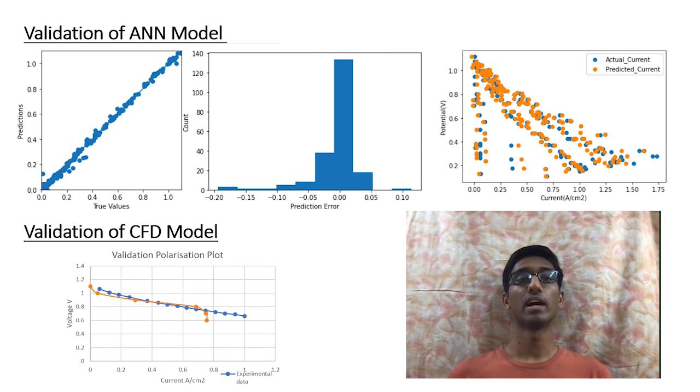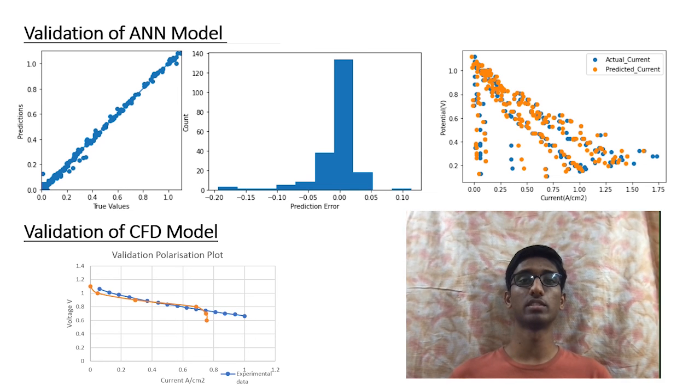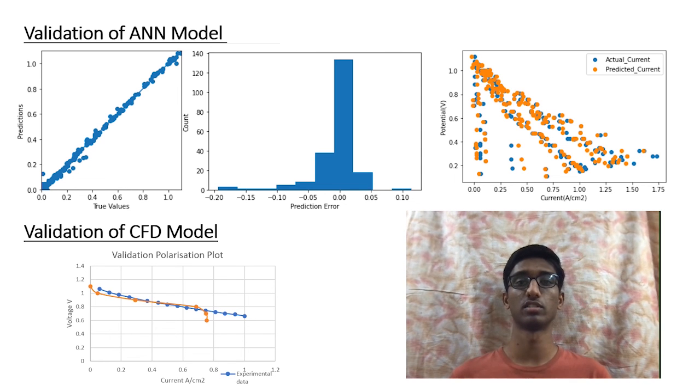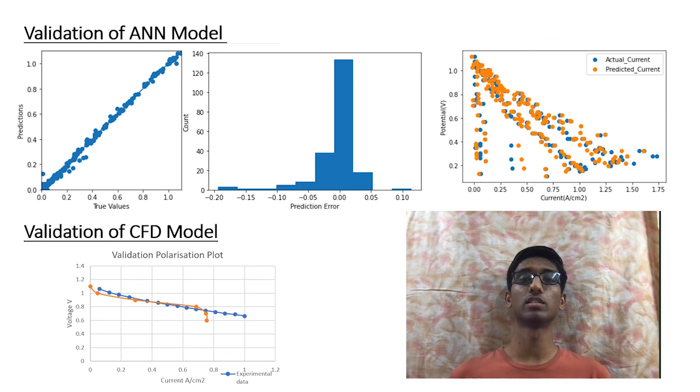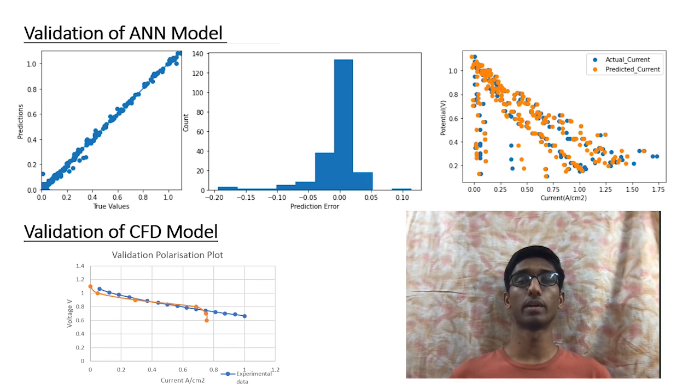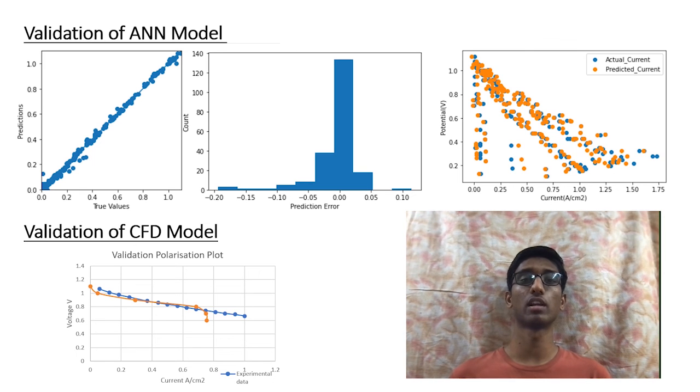Conclusion. We have successfully implemented our machine learning and CFD models for our SOFC system. It has been observed that the machine learning model takes less time compared to the CFD model in predicting the current density. This can be further improved by training the machine learning model with a larger data set, and this can be used to predict the various parameters more accurately and quickly.